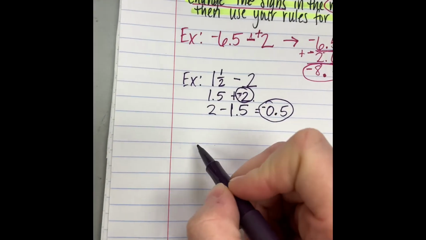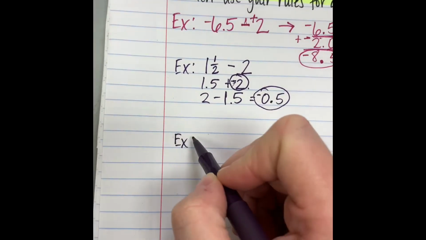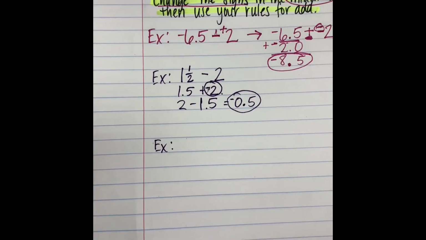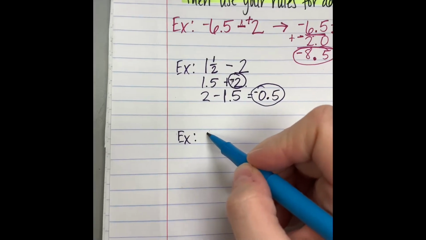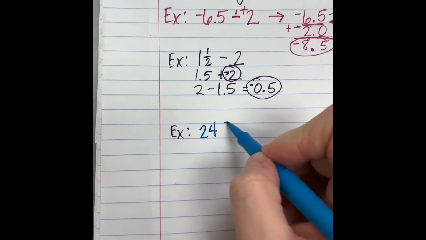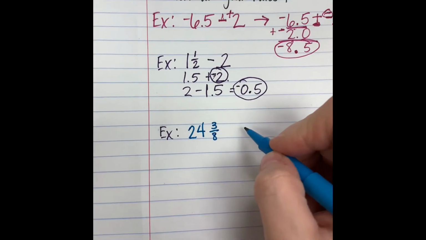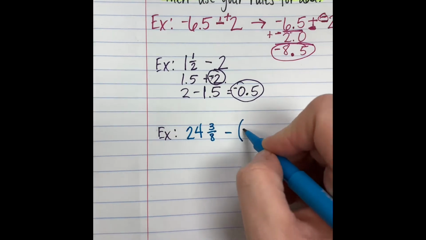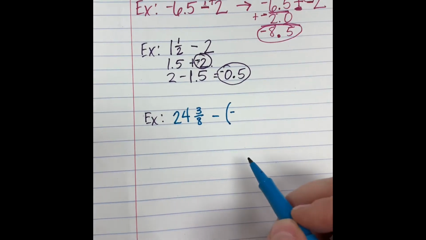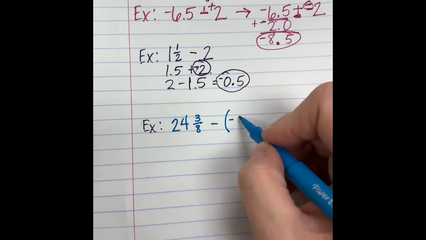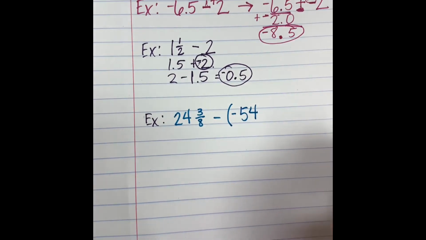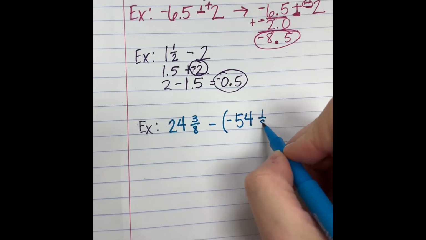This time we're going to do another fraction. Let me change colors for you. We have positive 24 and 3/8 minus, and we're going to put this in parentheses because it's a minus and a minus. Don't want you to get confused. The negative goes with the big whole number here, 54, and then 1/8.